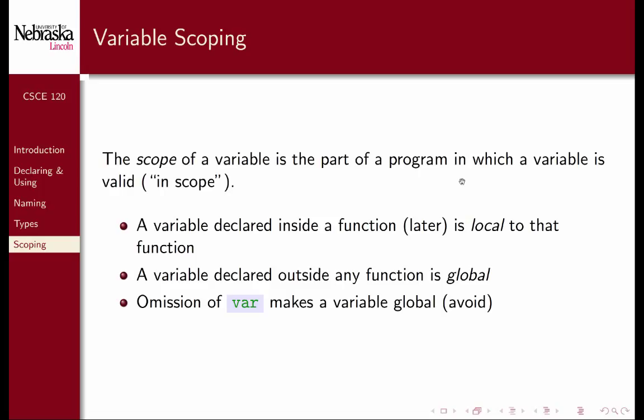To conclude, the scope of a variable is the part of a program in which a variable is valid, also referred to as in scope. A variable declared inside of a function, which we'll look at later, is local to that function. A variable declared outside of a function is called a global. All the variables that we just wrote in all the demonstrations are global. If you try to write a variable without the var keyword, it automatically makes a global variable, and that should be avoided. For now, just keep in mind that you should always use the var keyword when creating your variables.